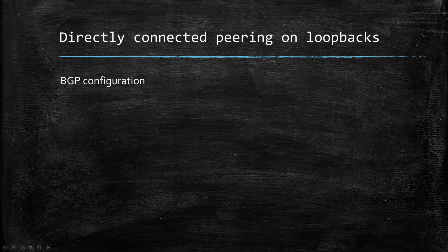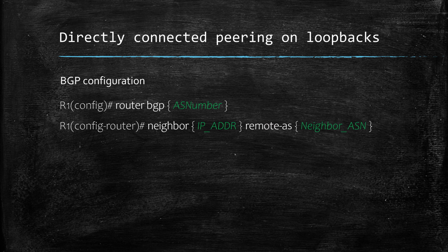We have just seen how to configure BGP for directly connected peers. Now, instead of peering them on their physical interface, let's peer them on the loopbacks. The configuration is pretty much the same. We start by configuring the BGP process with the local autonomous system number, and then we configure the neighbor. This time, as the IP address, we'll specify the loopbacks of the remote router. Let's do this and see what happens.